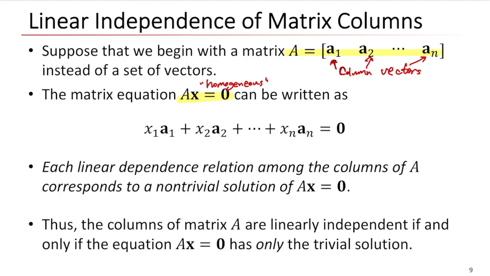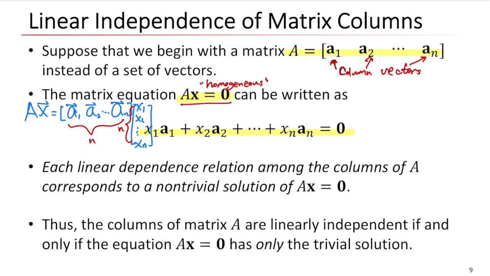Can be written in this form, right? Why? Do you remember why? Because A times x means that the columns A1, A2, ..., An are multiplied by the vector x1, x2, ..., xn. Because the number of columns should be the same as the number of rows of the vector x, right? So in this case, Ax equals 0 can be represented something like this.